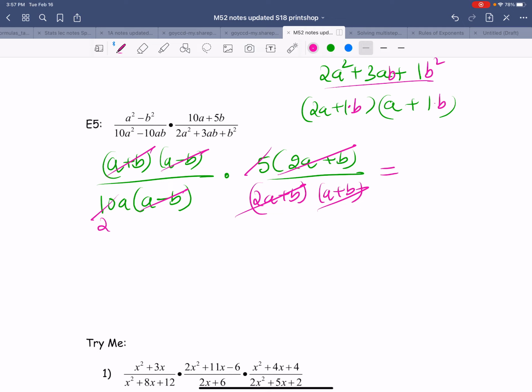Numerator, everything cancels. We want to have a 1 for the placeholder. Do not forget that. It's very, very important, because everything canceled in the numerator. We want to keep 1 as a placeholder. And in the denominator, I'm just left with 2a. So that's it. That's the final answer for this problem.